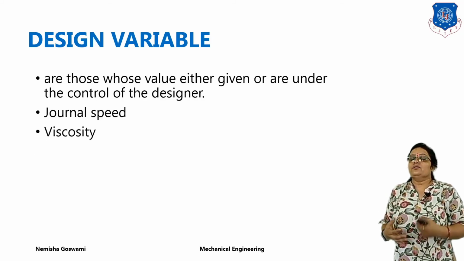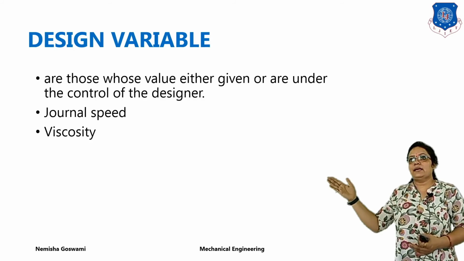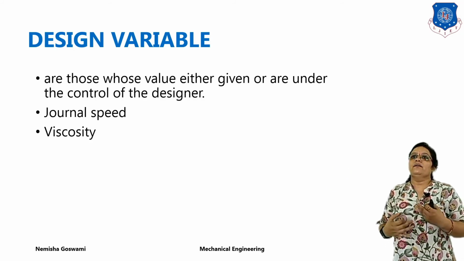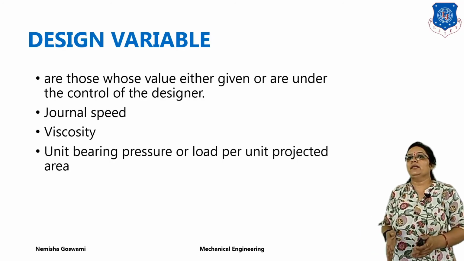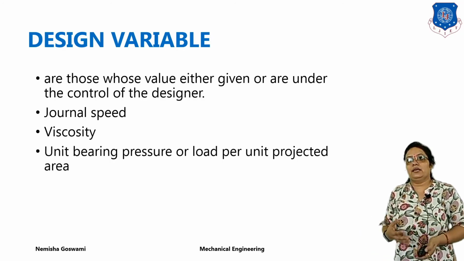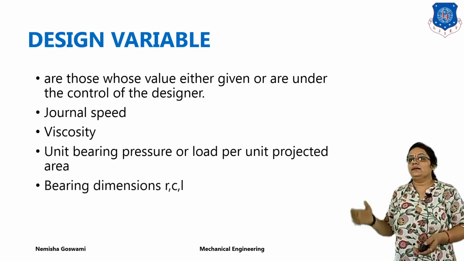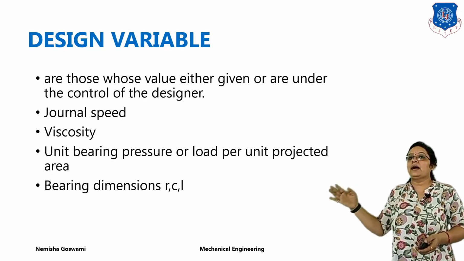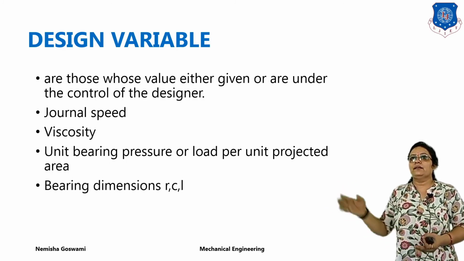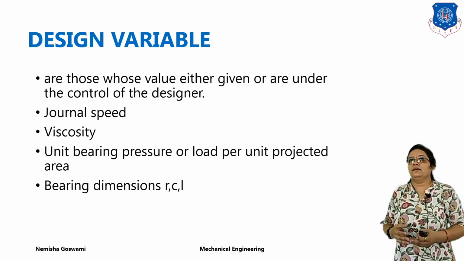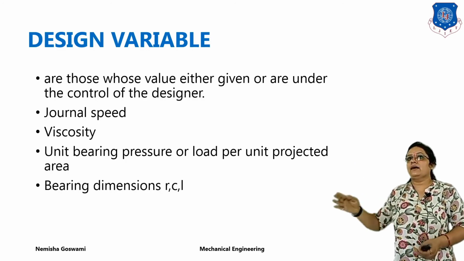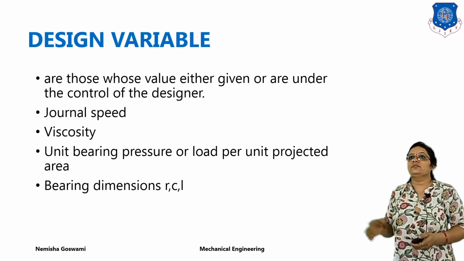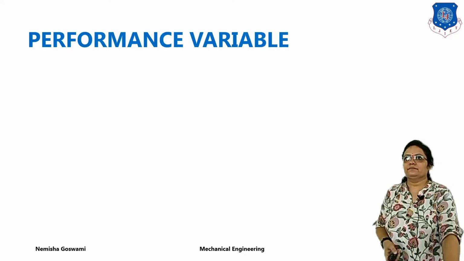What are these values? They are the speed, the viscosity of oil to be used, and the bearing pressure or load per unit projected area. They are also the bearing dimensions r, C, and L, where C is the diametral clearance, L is the length of the bearing, and r is the radius of the journal. These are under the control of the designer, so they are known as design variables.